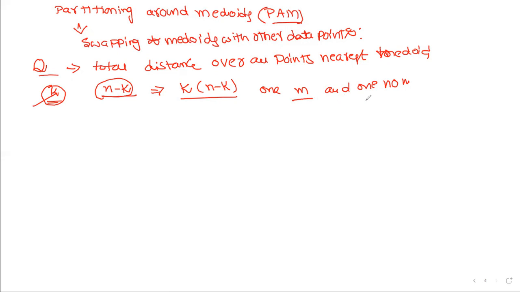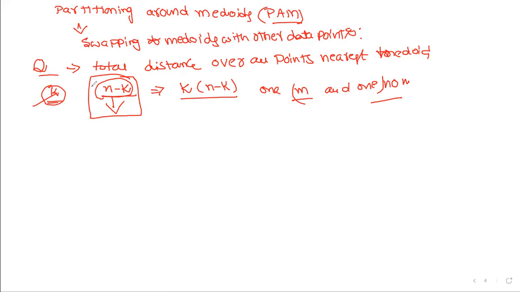Each pair contains one medoid and one not medoid. By using these pairs, we will calculate and evaluate the quality. And how many number of times do we have to repeat? You have to repeat the loop n minus k times, simply for all the instances that are not medoids.